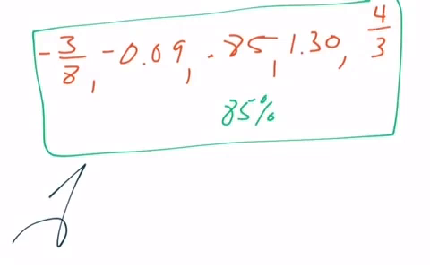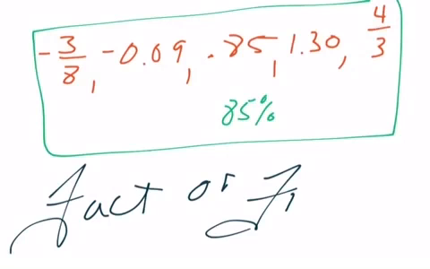So what do you think? Did I do it correctly? Fact or Fib. If you think I did it correctly, you can put fact. If not, you can put fib, and then explain what you think I did wrong. Go ahead.